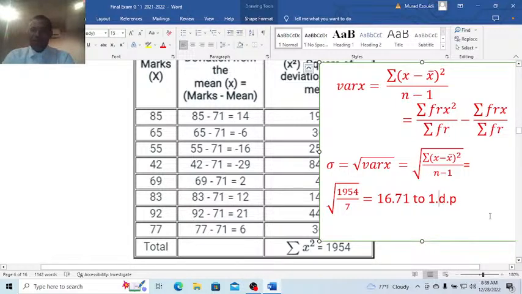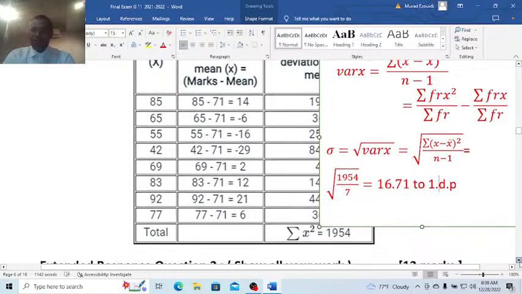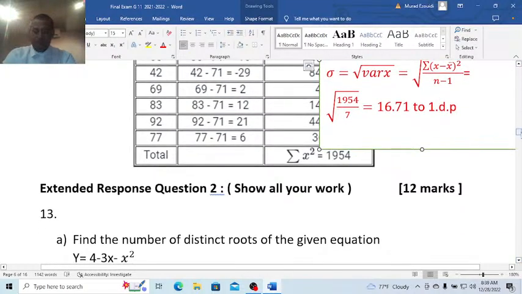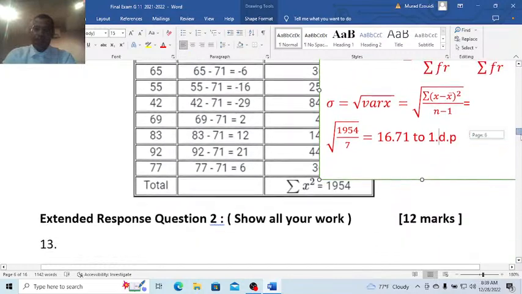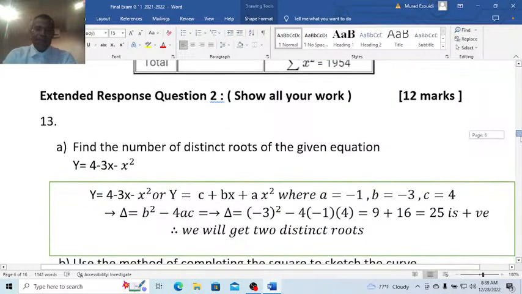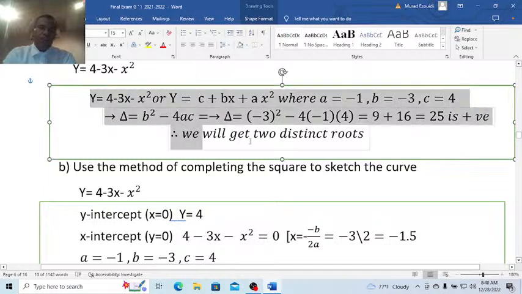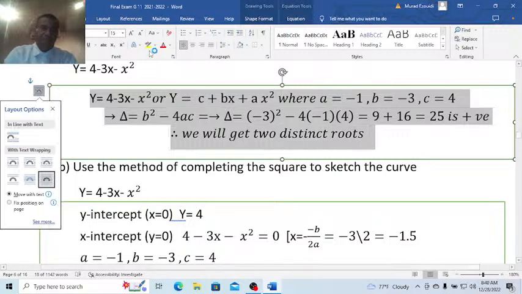I will just go down. We solved this question, do you remember? We used the discriminant or the quadratic formula to solve this question. I will change color.